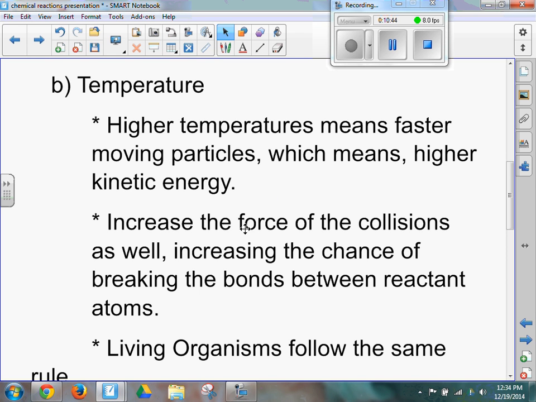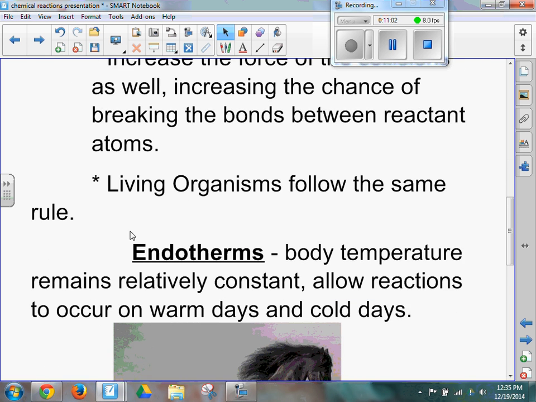So this increase increases the force of collisions. Okay, so it increases the chance that the bonds are going to break. That's a very important part. If we can get the particles moving faster, that'll increase the amount of force that they're going to have. Okay. So living organisms follow that same type of rule.